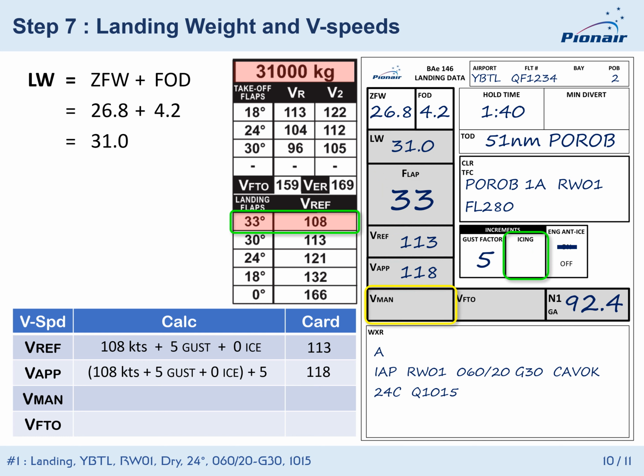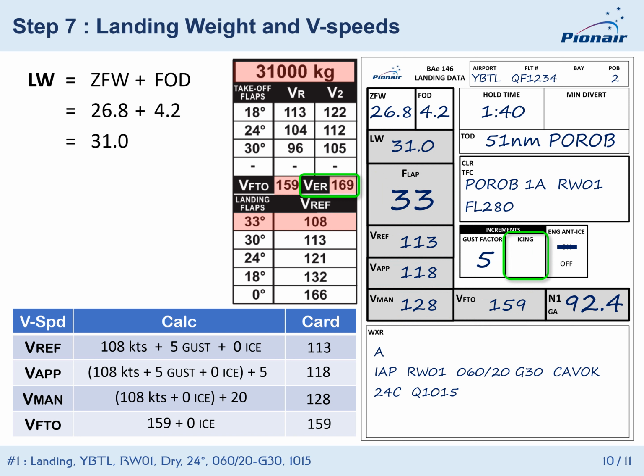V maneuvering, which in this case for our flap 33 approach is the flap 24 maneuvering speed, we add the icing increment, which is 0, but not the gust increment. Therefore, today it's just the speed card VREF plus 20 knots to get us to flap 24 maneuvering, and onto the card it goes. Finally, the FTO once again comes straight off the speed card. Only the icing increment is added, which in this case is 0, so it's 159 onto the toll card.